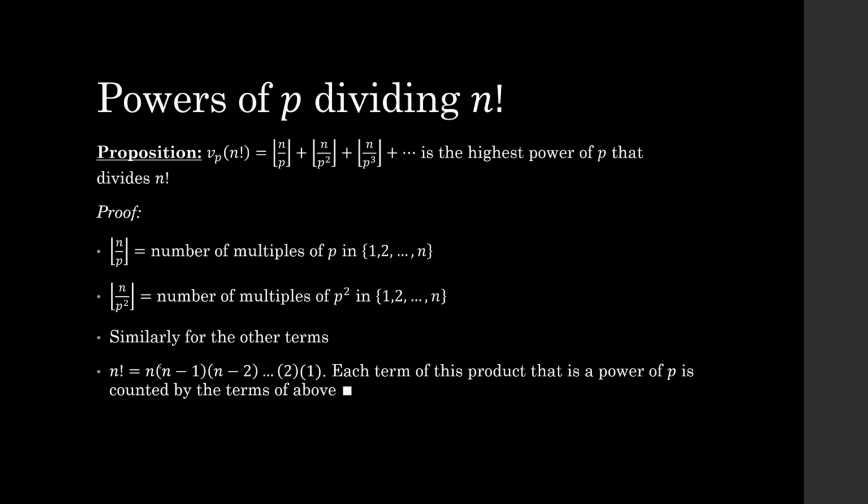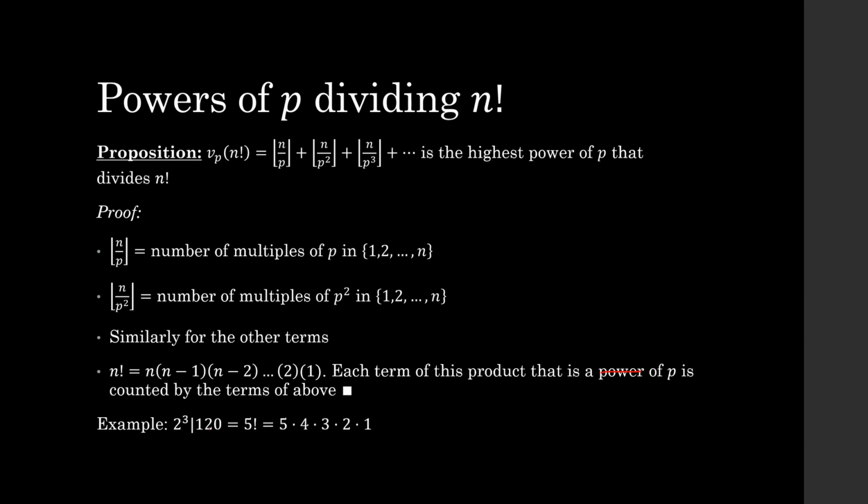And so if you note that n factorial equals n times n minus 1 times n minus 2 all the way to 1, well, each term of this product that is a multiple of p is going to be counted by the terms above. If it's just p times something that's not a multiple of p, then it's counted by this term. If it's p squared times something that's not a multiple of p, then it's counted by this term, but also by this term, so it's counted twice because it's p squared. Similarly for p cubed, p to the 4, and so on. So we're going to count exactly every time that p appears in this multiplication. And so that's exactly going to be the power of p that divides n factorial, right? Because every time p appears in this multiplication, I can add to the power that divides n factorial. And so in the end, I'm going to have p to the v_p of n factorial dividing n factorial.